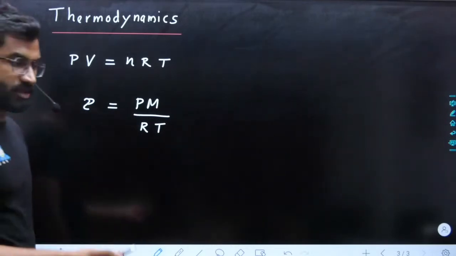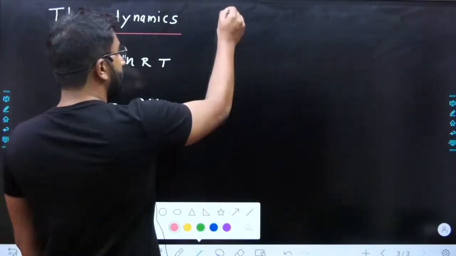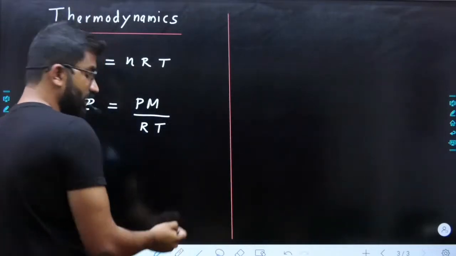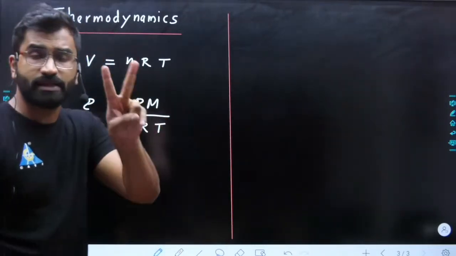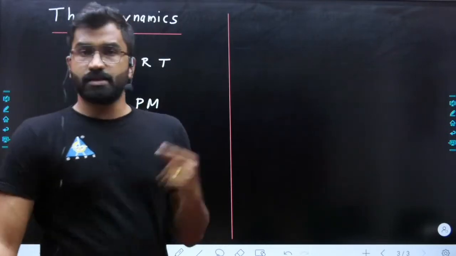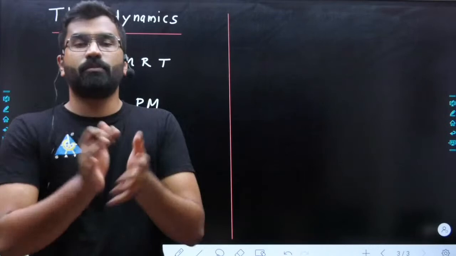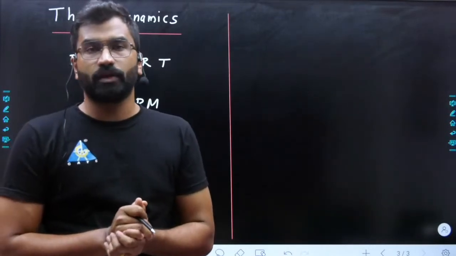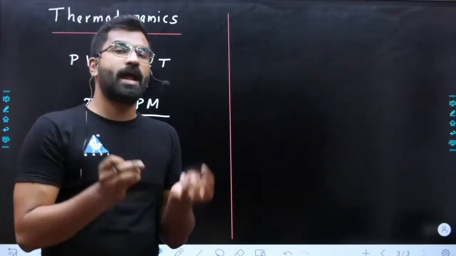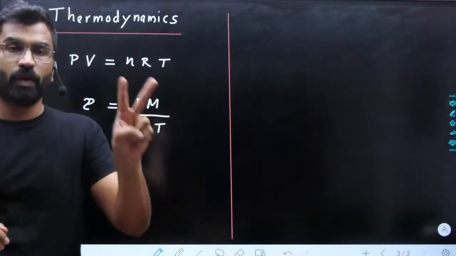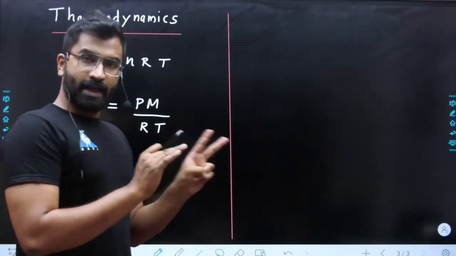The second equation is another equation of state. In the ideal gas equation of state, two assumptions you need to remember: the molecular attraction is negligible, we are not considering the molecular attraction, and molecules possess zero volume. These are the two assumptions in the ideal gas equation of state.